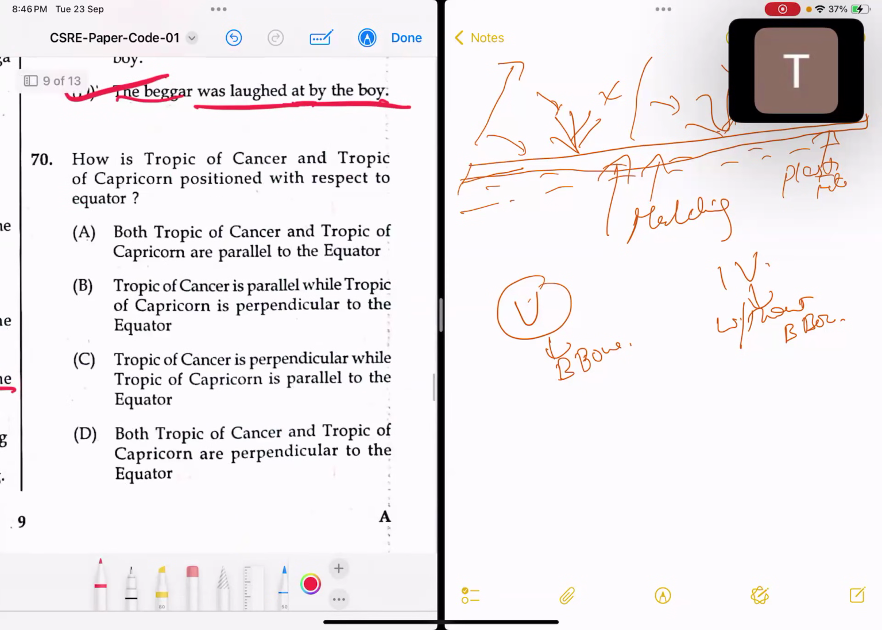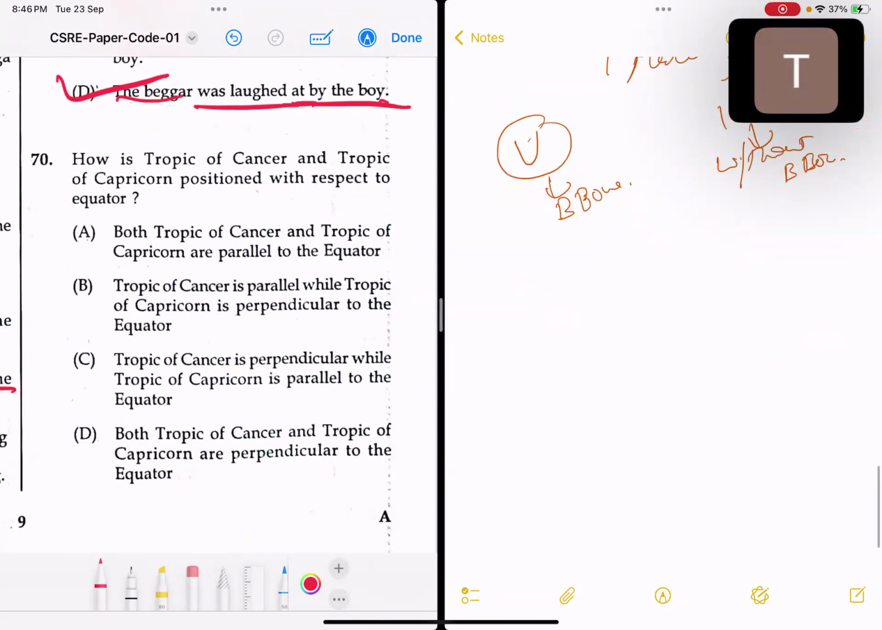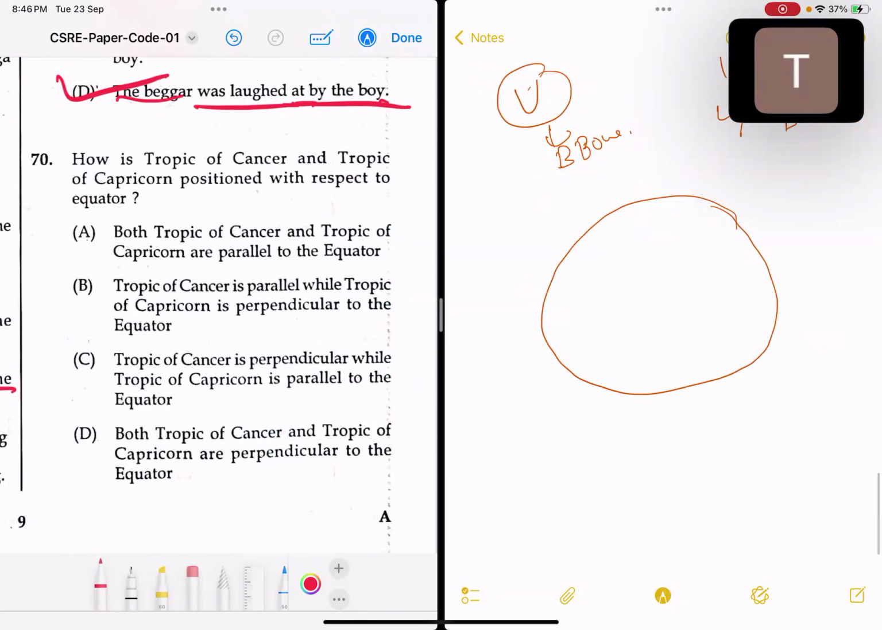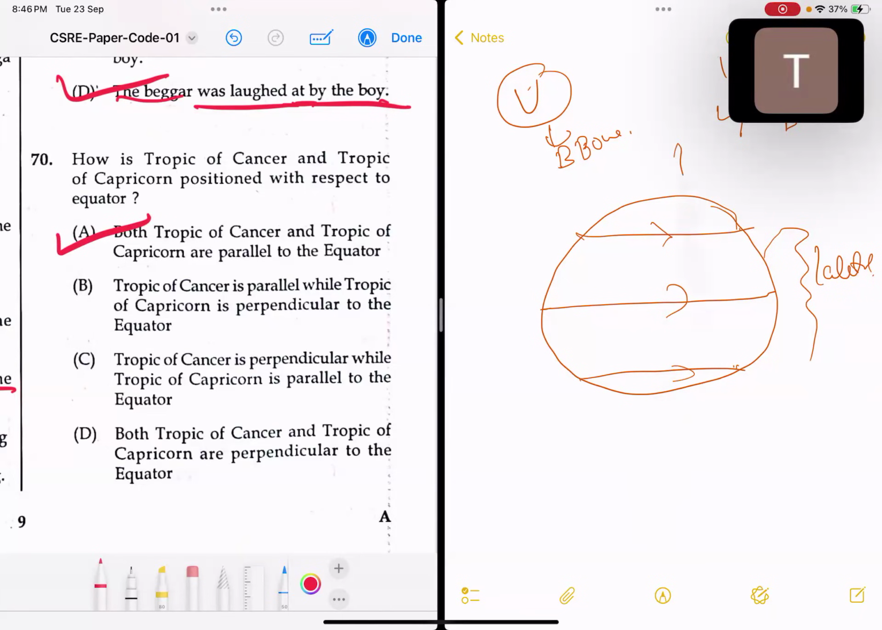Question number 70. How are the Tropic of Cancer and Tropic of Capricorn positioned with respect to the equator? Now, if you look at an Earth or a globe, the equator passes through the center, right? Now, the Tropic of Cancer and Tropic of Capricorn are located at the top and the bottom, right? So these are different types of latitudes only, okay? We know that they run parallel to each other, right? So both are parallel to each other, right? But they are perpendicular to the longitude, okay? They are perpendicular to the longitude, but the three of them are parallel to each other.